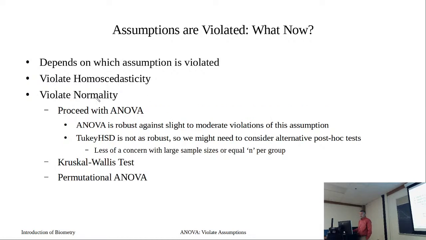If we violate normality and only violate normality, then we have a couple different options. We can proceed with Anova, which is fine, because Anova is robust against this violation of normality. And you could say, well, hold on, how bad do we have to be?